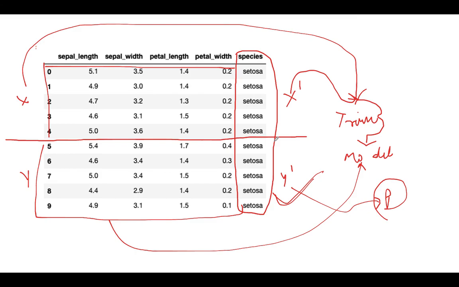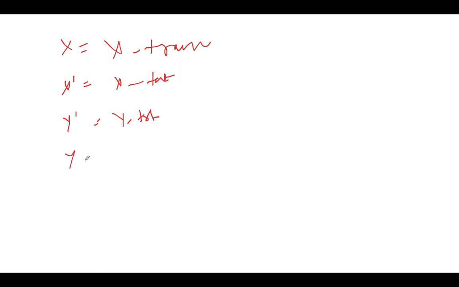Okay, fine. Now let's say we define here. What is your x? That is your training data. What is your x dash? X dash is your x test data. Okay, what is your y? Y dash is nothing but the y testing data, and the y is the y training data. All right, so you have these things as well.